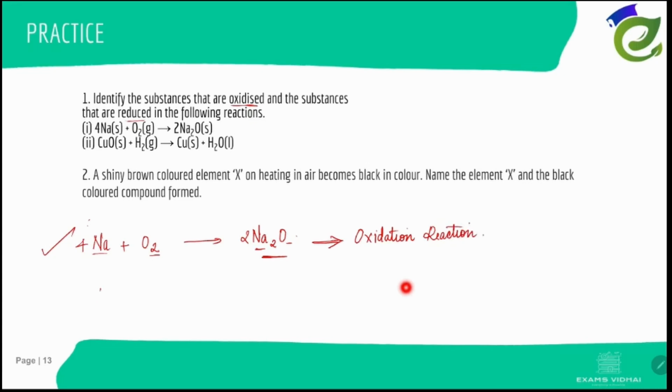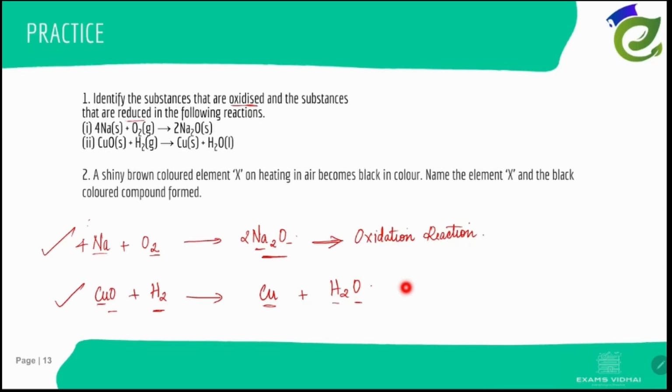And in the next reaction, CuO plus H2 produces Cu plus H2O. So in this reaction, what is happening? First, let's check the balance. Cu on the reactant side is one atom, and on the product side also we have one atom. Therefore, that is balanced. On the reactant side, oxygen has one atom. On the product side, oxygen also has one atom. Therefore, that is also balanced. On the reactant side, we have two hydrogen atoms. On the product side, also we have two hydrogen atoms. Therefore, this is a balanced chemical equation.